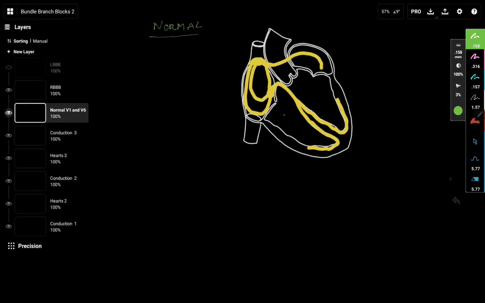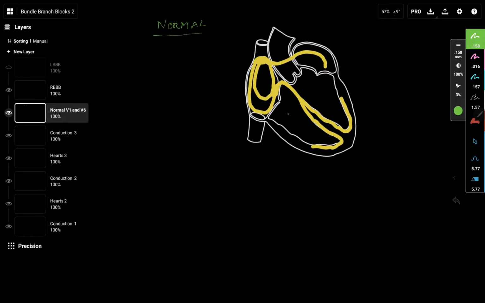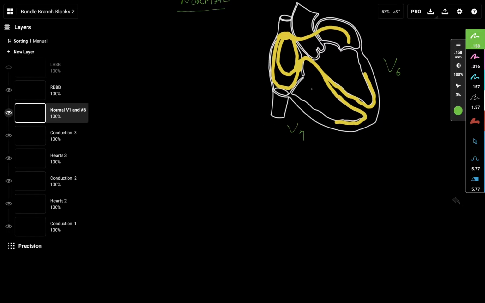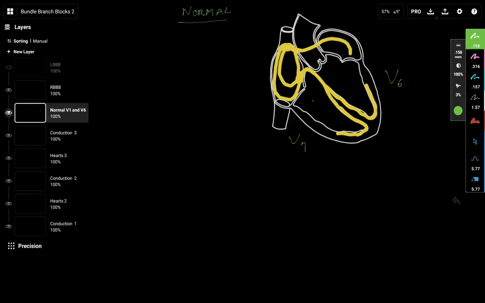And for bundle branch blocks, they are most easily identified if we use leads V1 and V6. So we get a septal view through V1, of course, and a lateral view through V6. The bundle branch blocks can be seen in other leads as well, but V1 and V6 are usually the ones in which it is most obvious.